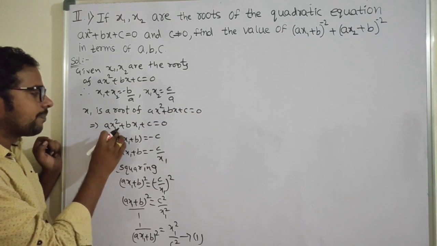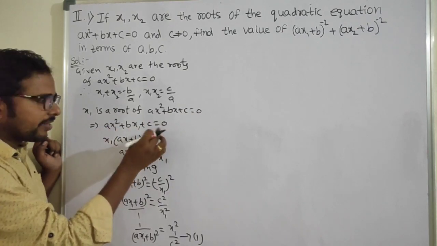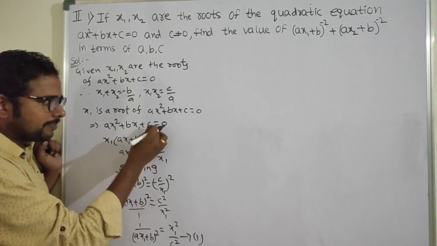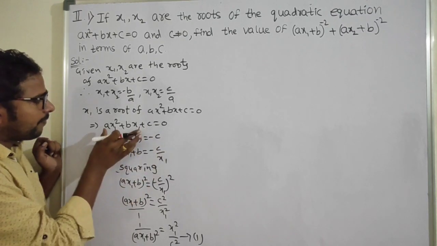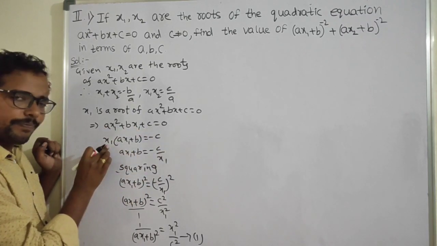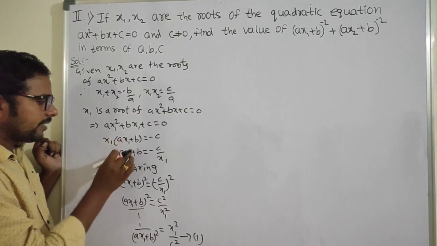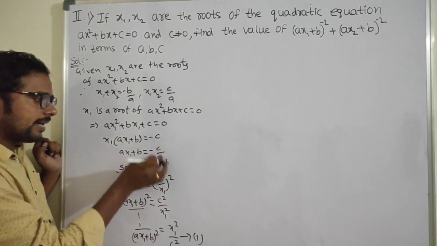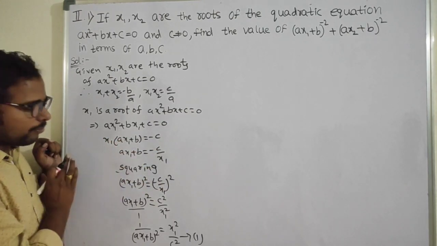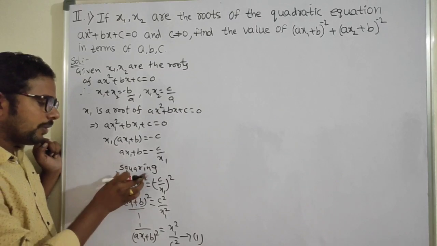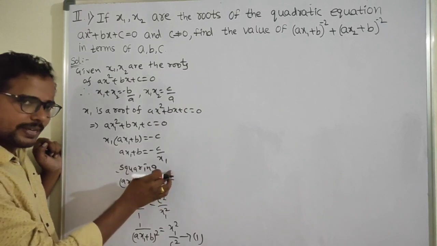Therefore ax1 square plus bx1 plus c equals 0. Send c to the right side, plus c becomes minus c. From the first two terms take x1 common. Remaining is ax1 plus b. So ax1 plus b is equal to minus c by x1. Squaring on both the sides, ax1 plus b whole square equals minus c by x1 whole square.